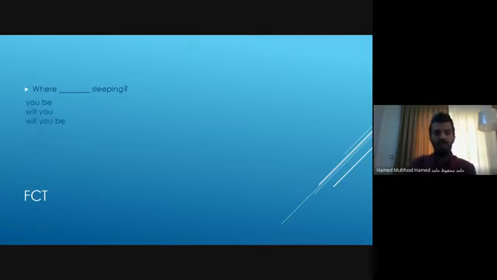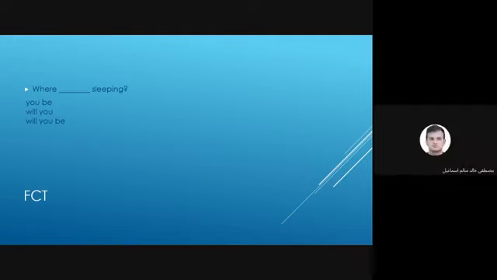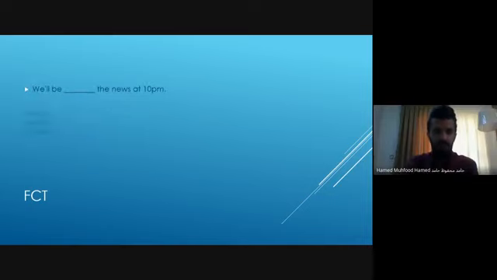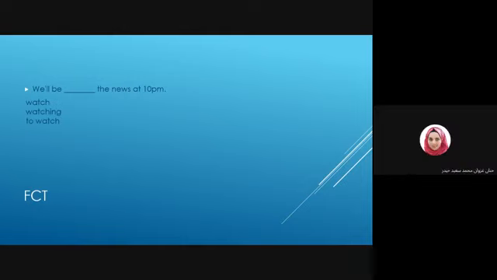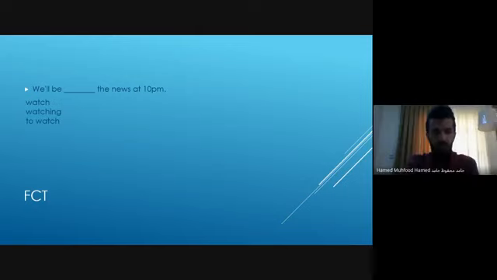And where will you be sleeping? Where you be sleeping? Where will you sleeping? Or where will you be sleeping? Which one, Mustafa? The third one. Yes, where will you be sleeping? That's right. The last one, we will be watching the news at 10 p.m. Hanan? We will be watching the news at 10 p.m. Yes, that's right. We'll be watching the news at 10 p.m.